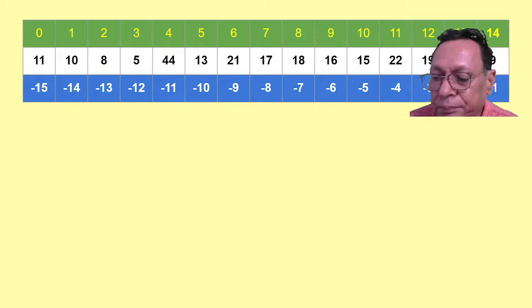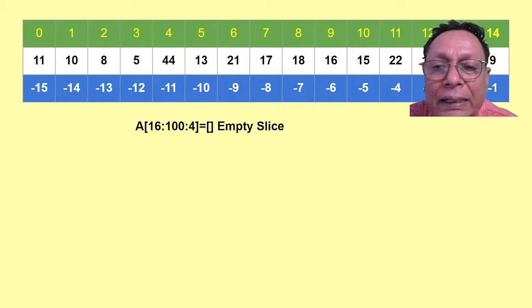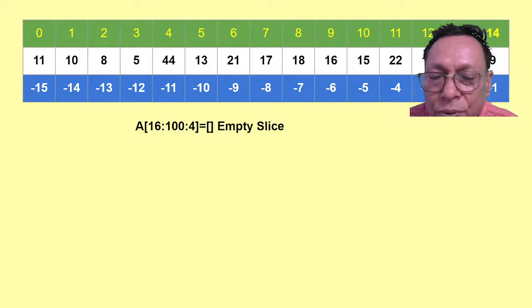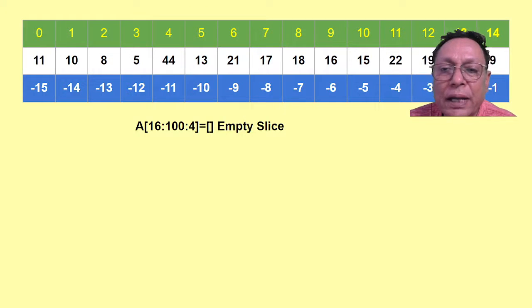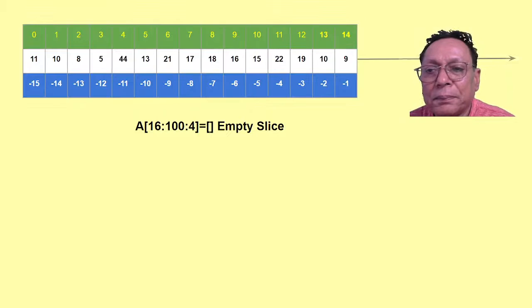As an example, here you see 16 is not in the list, because the start index is 16, and 100 is also not in the list. So 16 and 100, both the indexes, are beyond the list. So obviously there'll be no slice. So this is the empty slice. There's no element. 16 to 100, there are no elements.